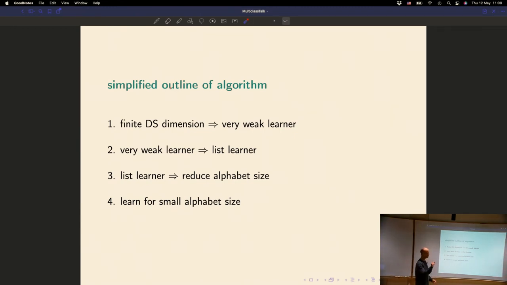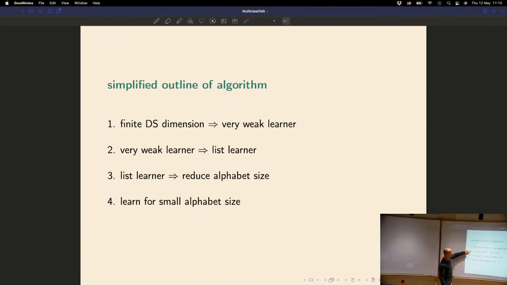This amount of advantage corresponds to the list size. So this is idea two. Then we can take this list learning and think about it differently. We can think about it as producing for every sample a list of alphabet samples that one of them is correct. So we can think about one and two as a way to reduce the alphabet size from, say, infinite to 10. Okay, so this is idea number three.